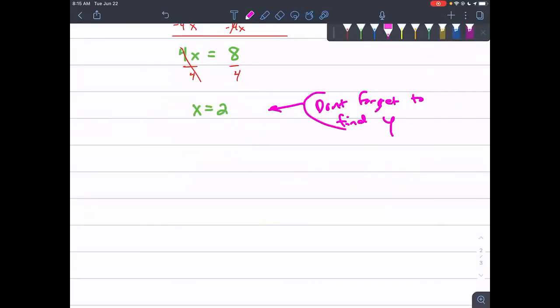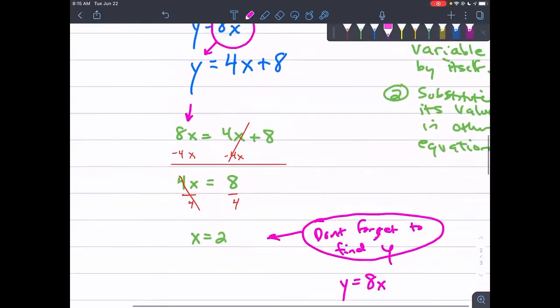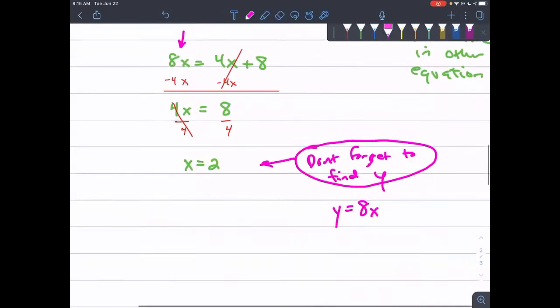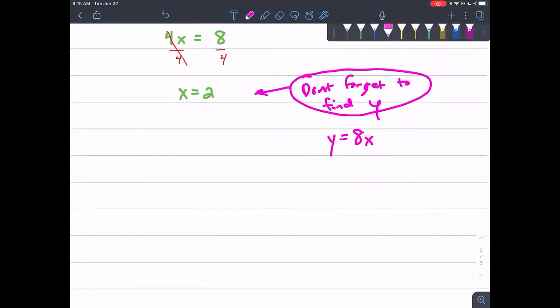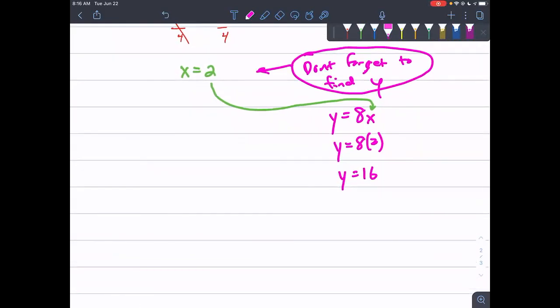So over here where I say, don't forget to find y, we already know y is equal to 8x, right? We have an equation that says y is equal to 8x. So y is going to be 16. So y is equal to 8 times 2. So what that means is our solution, what's going to be the first number? 2. So always put the x first and then 16.